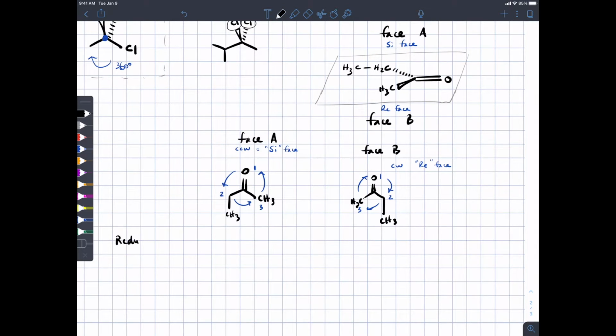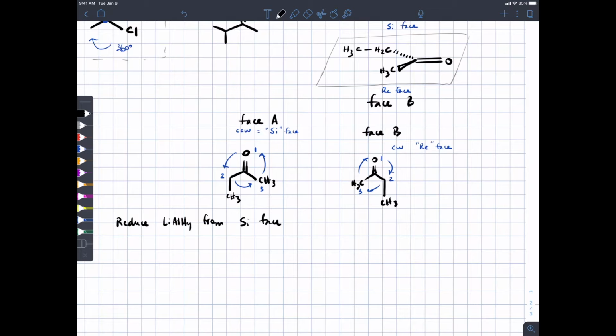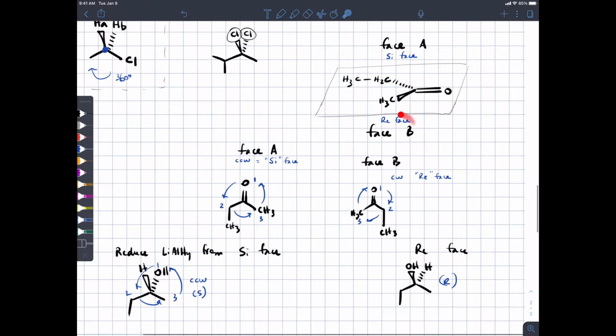So if we were to reduce the ketone with, say, lithium aluminum hydride from the Si face, that would give us the following molecule. On the other hand, if we did it from the Re face, we would get this one. Those two are enantiomers of each other, and if we assigned stereochemistry, 1, 2, 3, counterclockwise rotation, this stereocenter would be S, and this one would be R. So that's why these two faces are different.